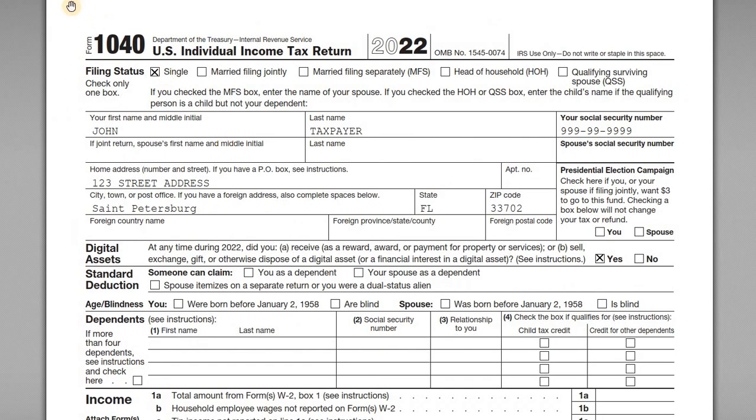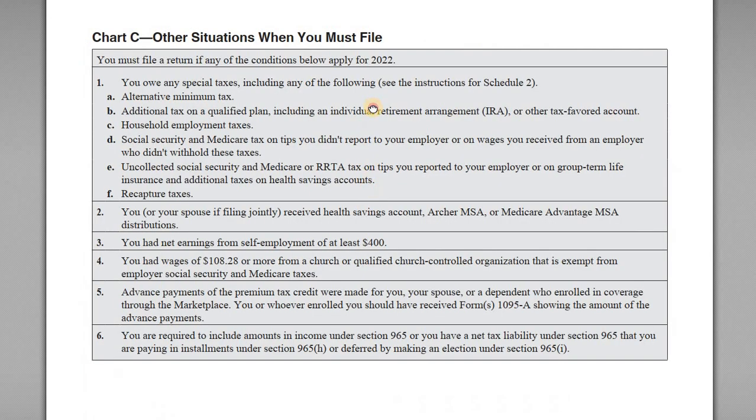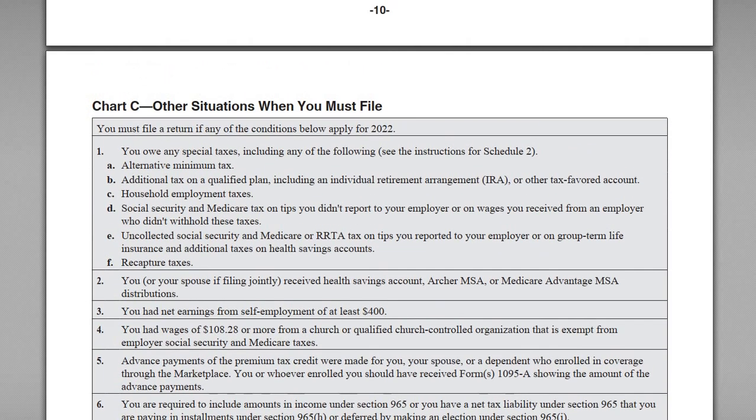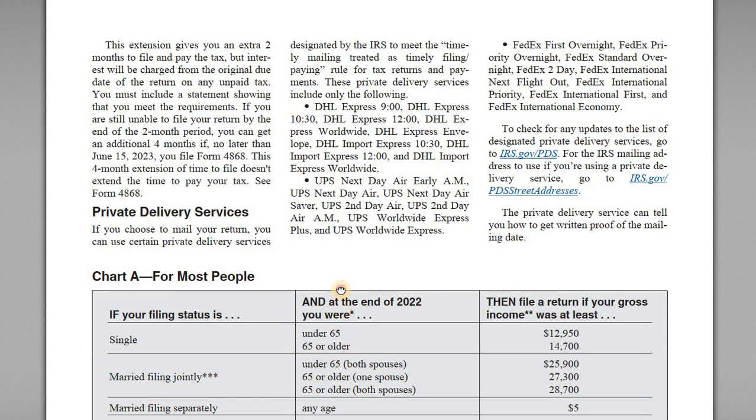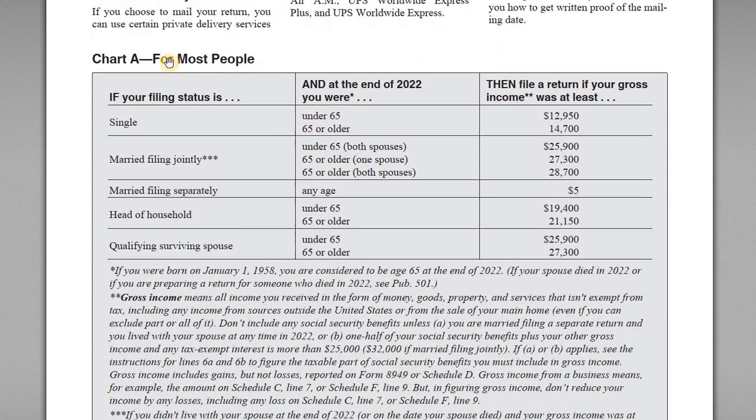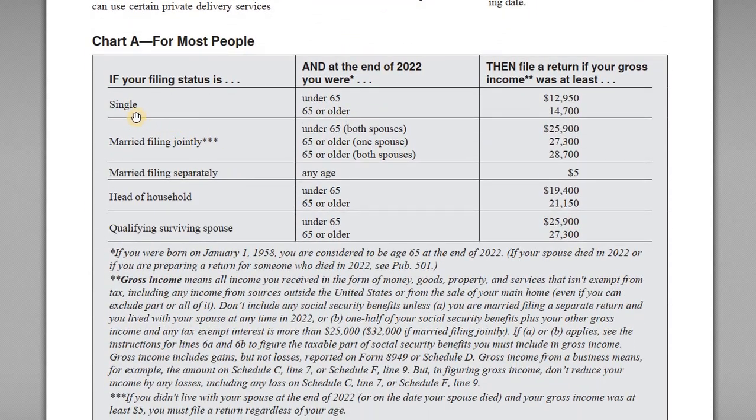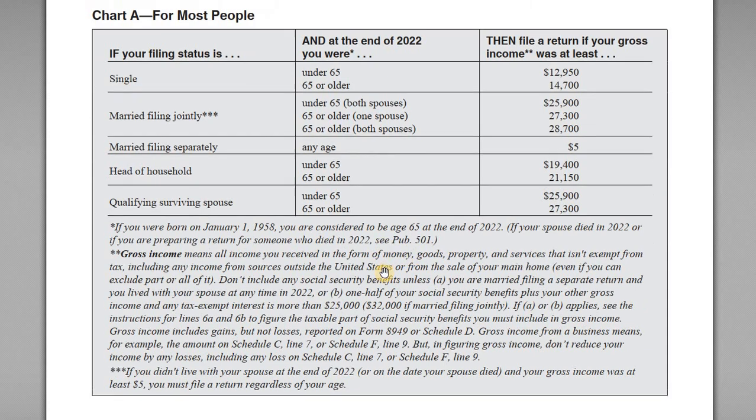And we can find this in the 1040 instructions. So I have the 1040 instructions in front of us here. And Chart A is where your starting point is. So we can see here, it says, okay, if you're a single filer, you're under 65 years of age, you should file a return if your gross income is at least $12,950, right? But those are the general rules. We're looking for the exceptions.